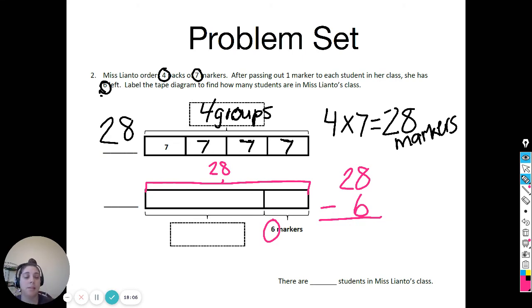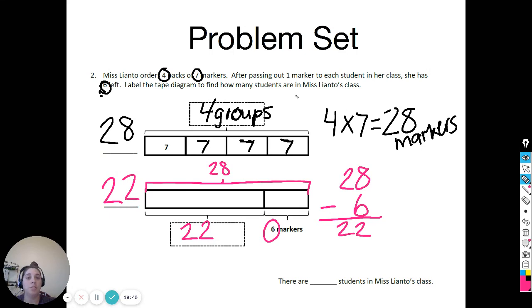8 minus 6, well, if we have 8, let's take away 6. 1, 2, 3, 4, 5, 6. Leaves us with 2. 2 minus nothing is 2. So that means that she has 22 students. Okay? Because she passes out 22 markers, 1 to each student, and she has 6 left. Well, the 22 markers plus 6 equals the 28 she had altogether.